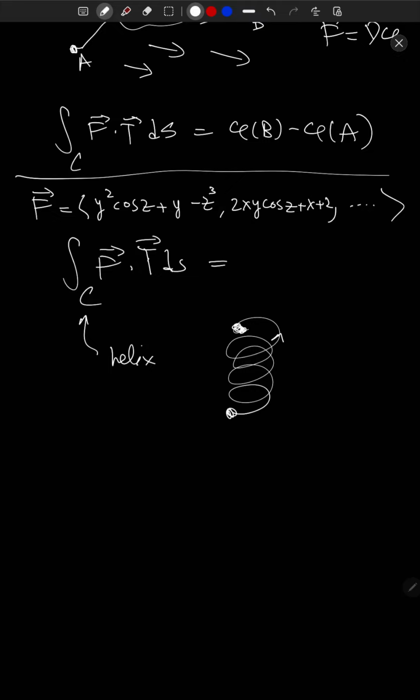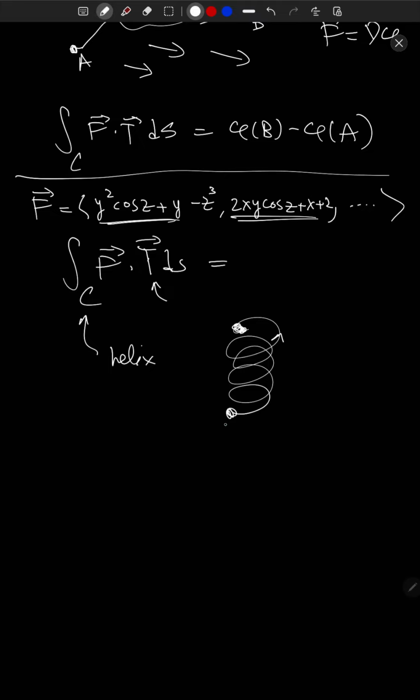What is this going to be? Without any knowledge of conservative vector fields, you would have to parameterize this curve, this helix. You would have to take the dot product, and again, this F is kind of nasty. Your T is going to consist of cosines and sines because this is a helix, so that's already going to be unpleasant when you do your integral. It's going to be a huge mess.